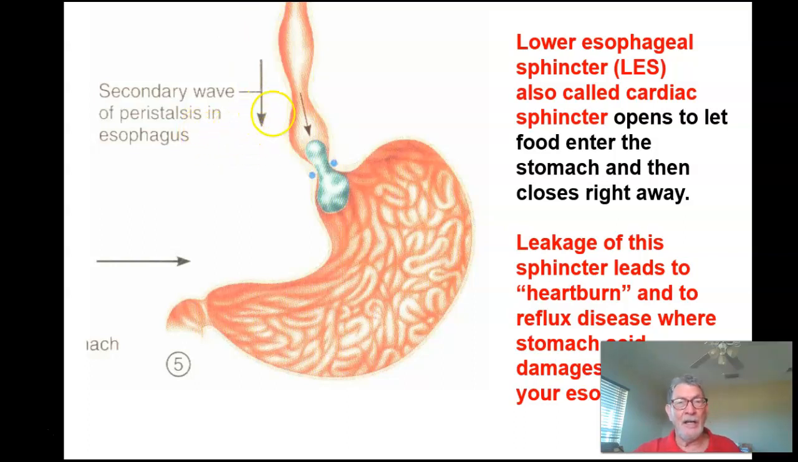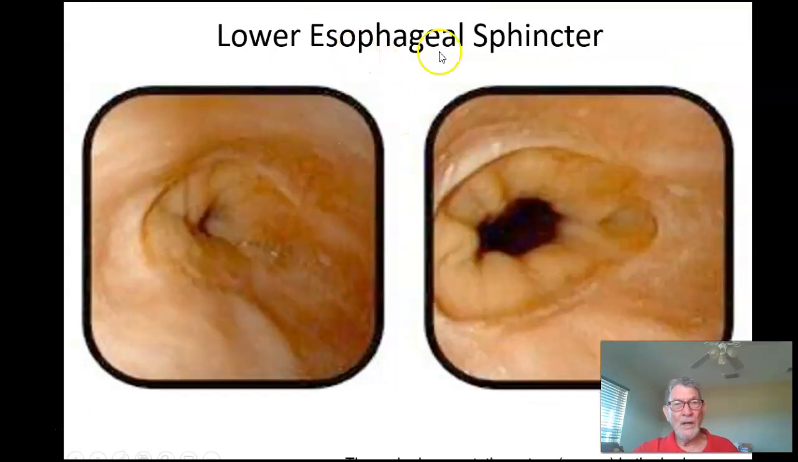And this lower esophageal sphincter is where, older people especially, it becomes a little bit less effective with age, and gastric juice moves up into the end of your esophagus and starts causing heartburn or ulcers even. Lower esophageal sphincter, here it is when it's closed, there it is when it's open.